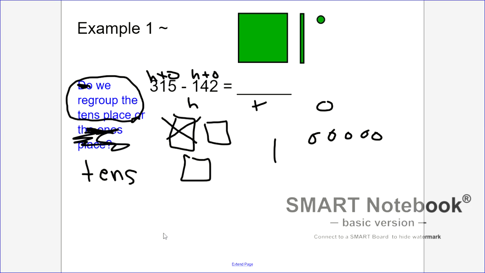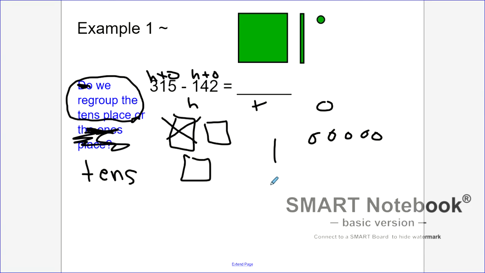Now the next part of the problem, we have 110, and we need to subtract 4 tens. Can you subtract 4 from 1 without regrouping? The correct answer is no, we need to regroup. Just like we said, we're going to regroup in the tens place. So that means that we need to make more tens.